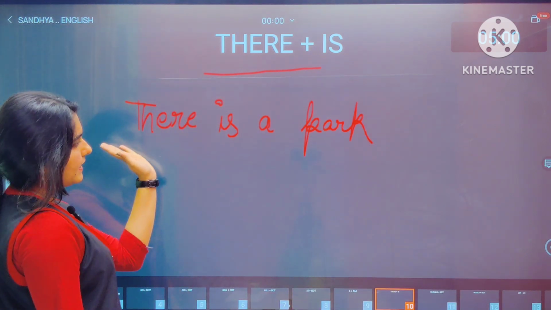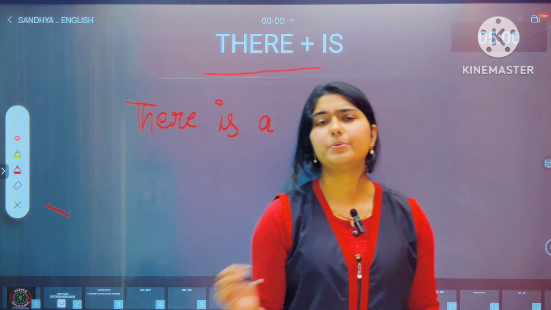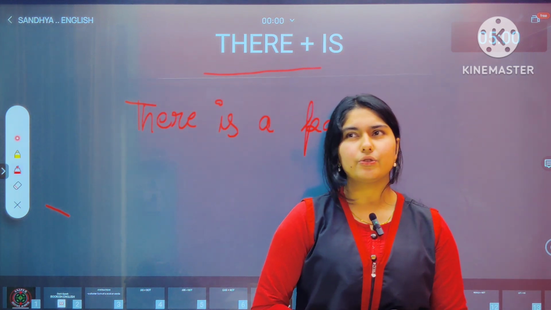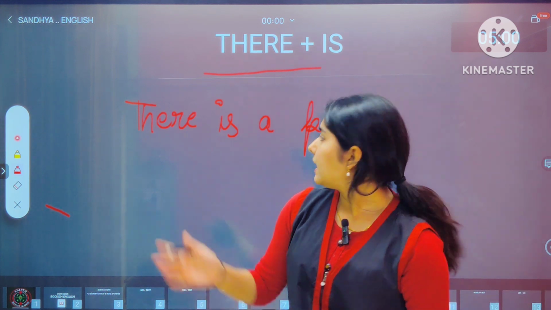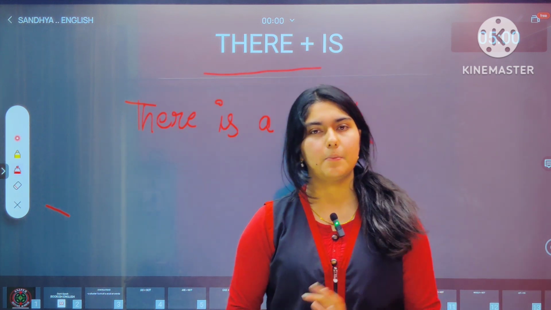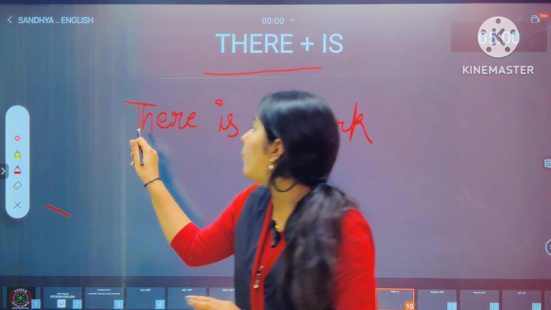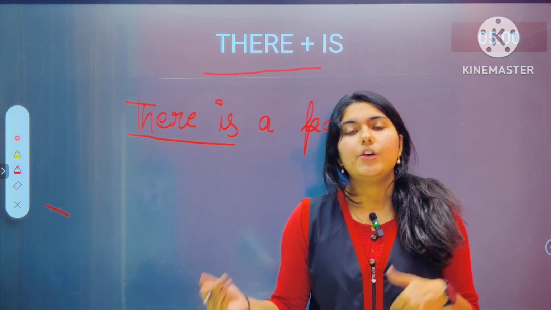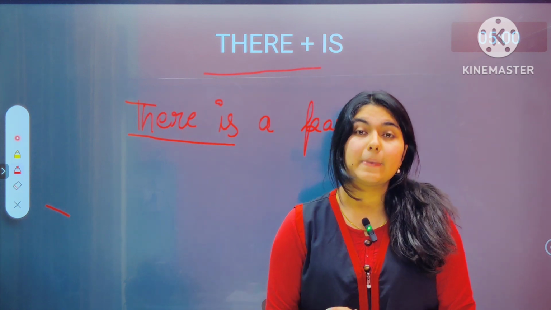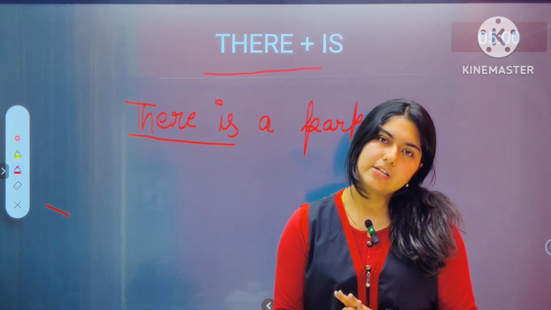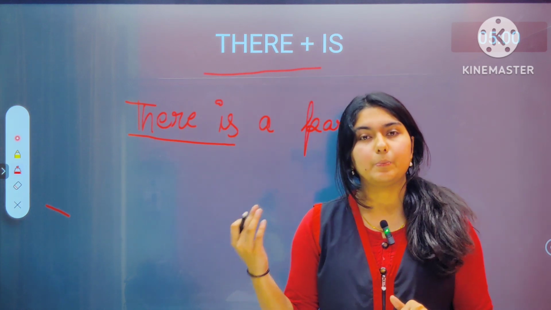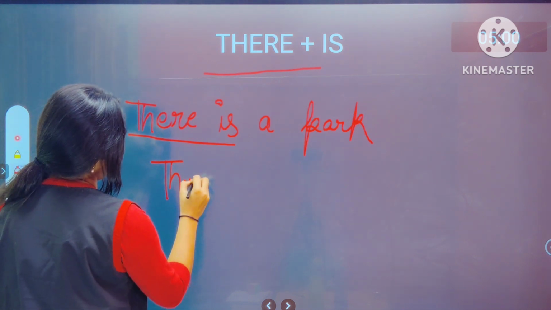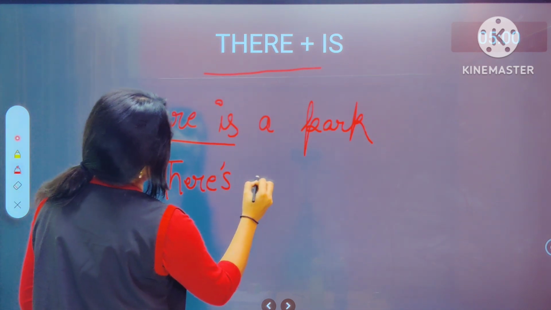So here we have a sentence, there is a park. For example, you're talking to your friend and your friend asks you, where should we go to hang out? And you say, there's a park. There is a park. So instead of saying both these words separately, you can contract both these words and make a single word out of it after merging them. And the new contraction which becomes out of them is there's. There's a park.